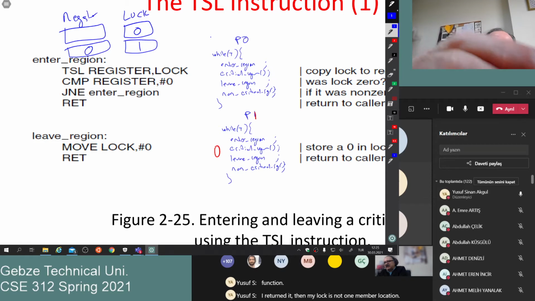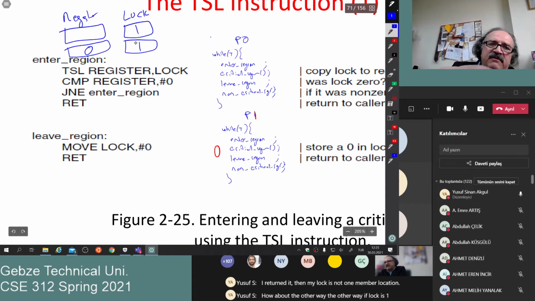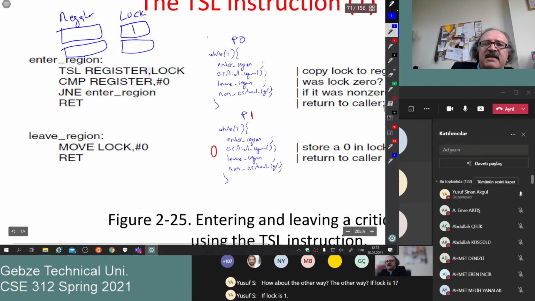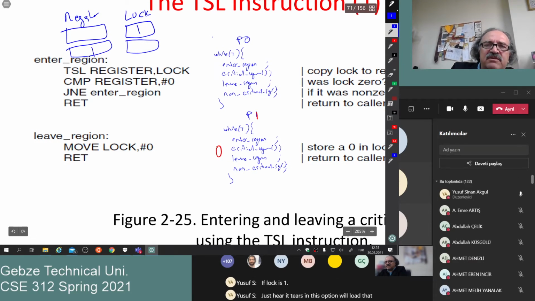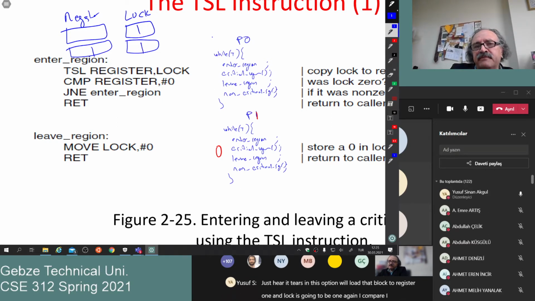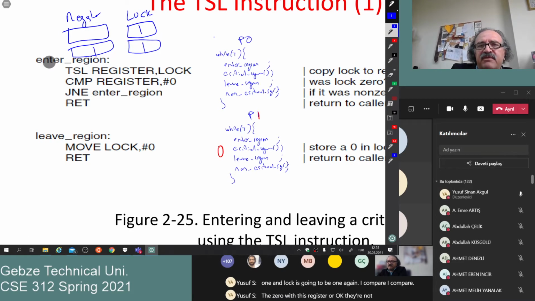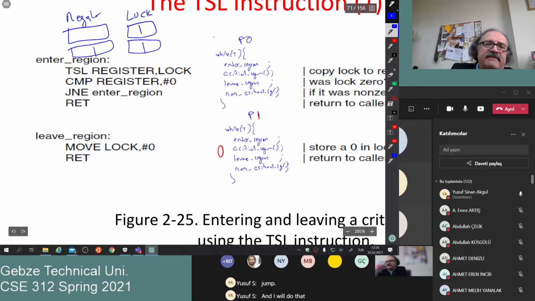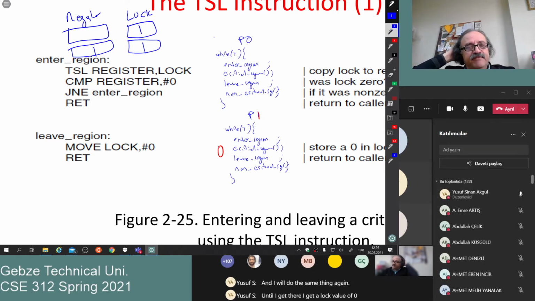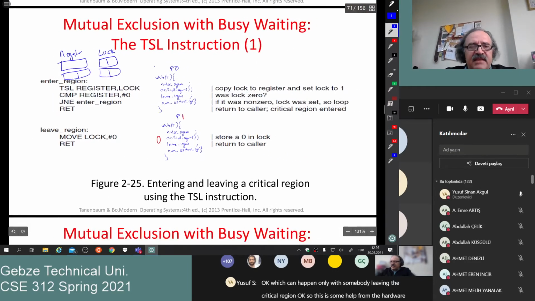How about the other way? If lock is 1, this TSL instruction will load that lock to register as 1, and lock is going to be 1 again. I compare this 0 with this register. They are not equal, so I will jump. And I will do the same thing again until I get a lock value of 0, which can happen only with somebody leaving the critical region. So this is some help from the hardware, and it works nicely.